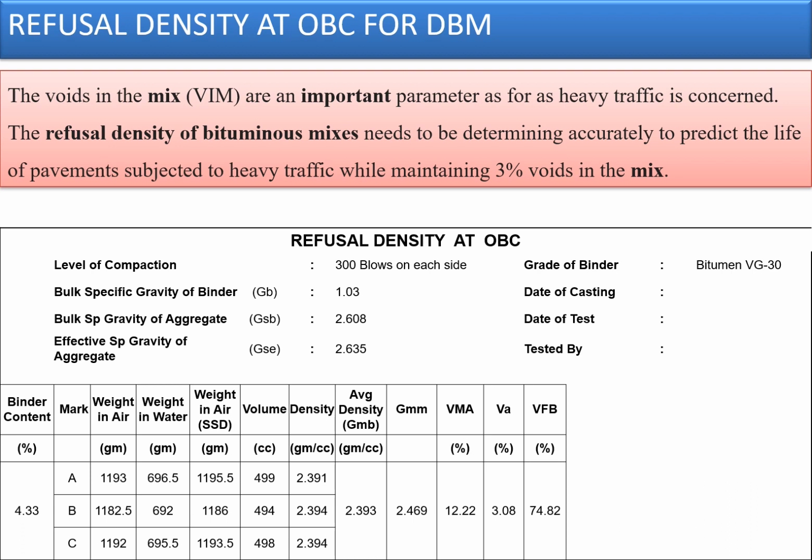Normal molds are being casted with 75 blows. Now this mold is being casted with 300 blows. That means you have increased 4 times the energy level to cast the mold. Now with that increase in energy level, the average air voids being achieved is calculated, and if it is within the range of 3%, in this particular case it is 3.08, that means the road is stable for heavier loads also.